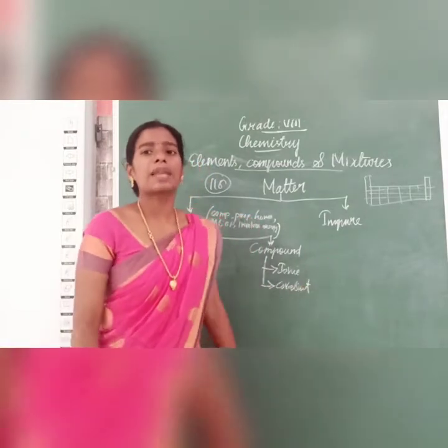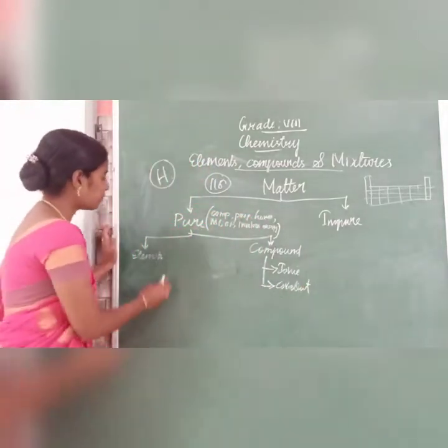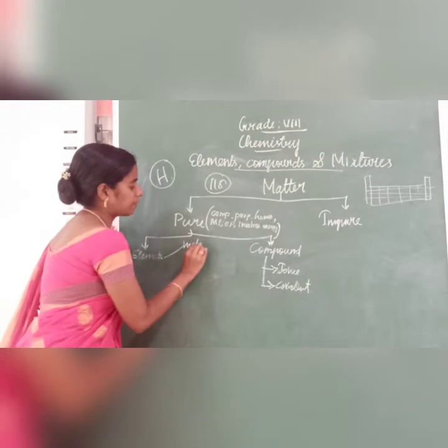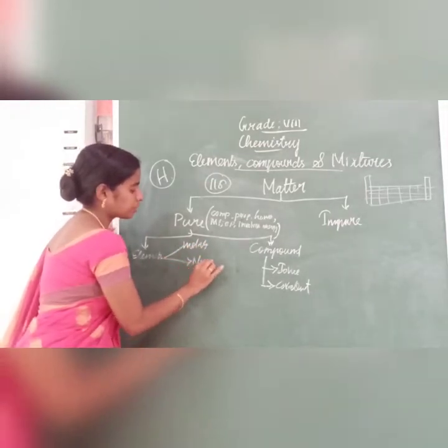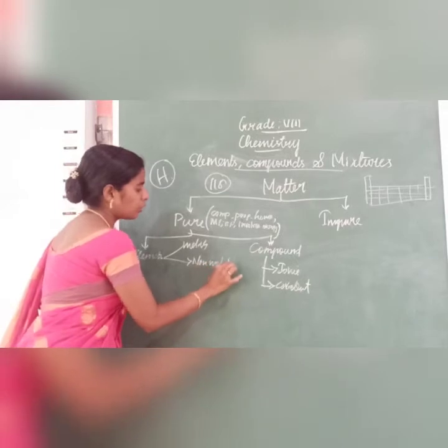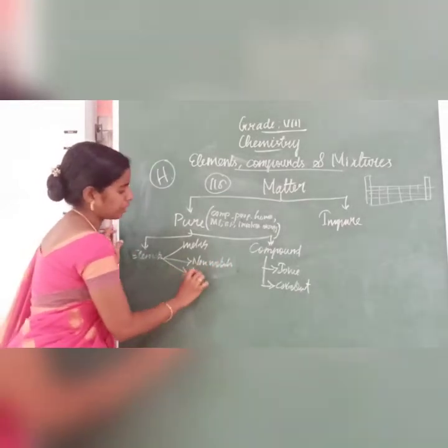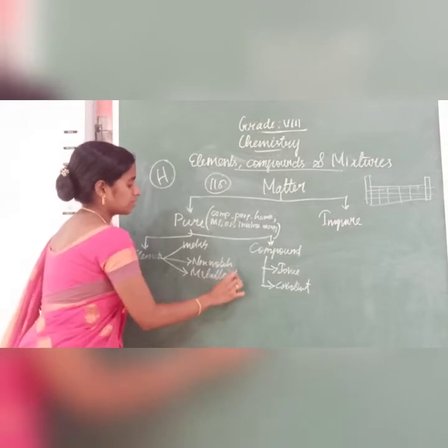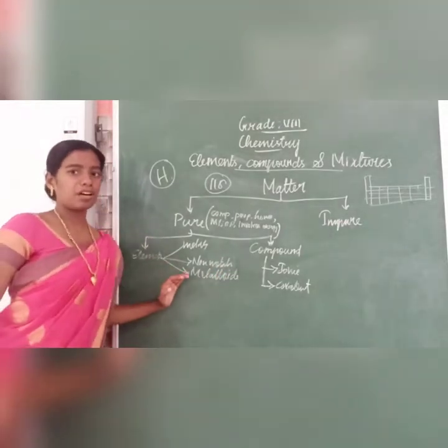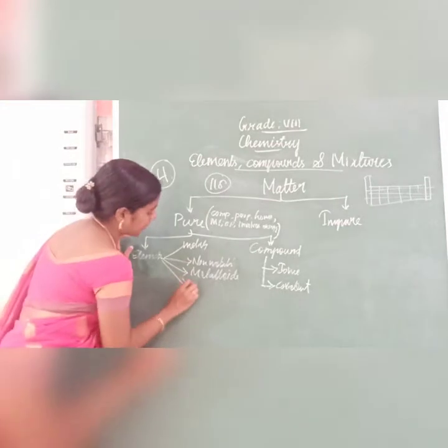These elements can again be classified into 3 types. What are they? Metals, non-metals, metalloids. The 3 types of elements are these, and one more is inert gases.